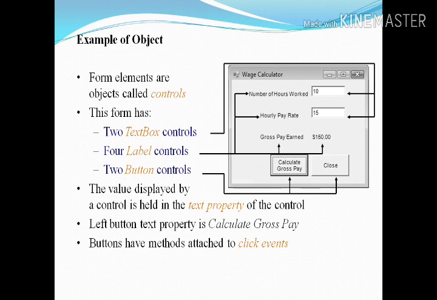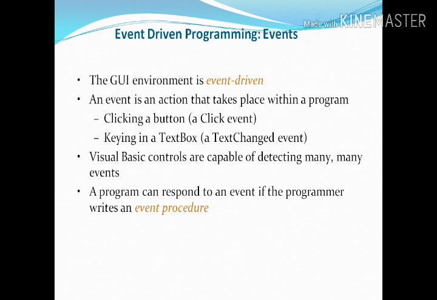So right now I think you are able to get it. So let's start the discussion about the event-driven programming language. VB is an event-driven programming language. It's a GUI environment where every event or action that takes place within the program is given there, from clicking a button, the click event, to keying into a text box, a text box event. The Visual Basic controls are capable of detecting many events. Programs respond to an event if the programmer writes the event procedure.